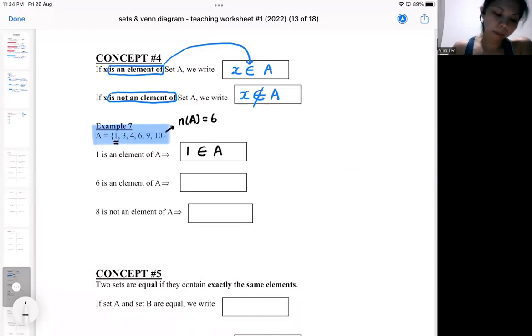6 is an element because you also found 6 inside. So 6 is an element of A. 8 is not an element because there's no 8 inside the set. So that's how I'm going to express it. Sometimes they will ask you for a true or false statement.